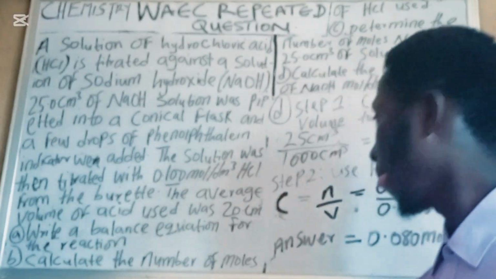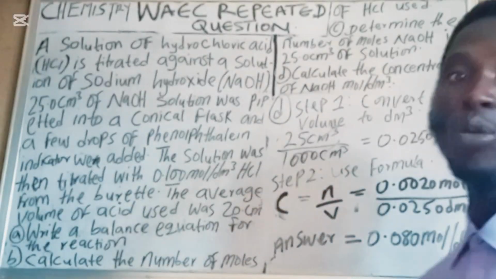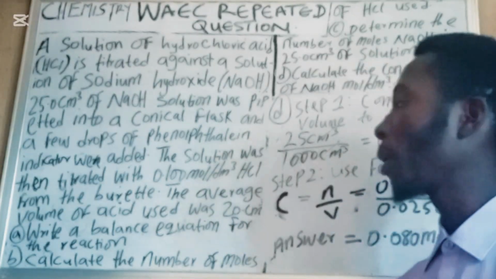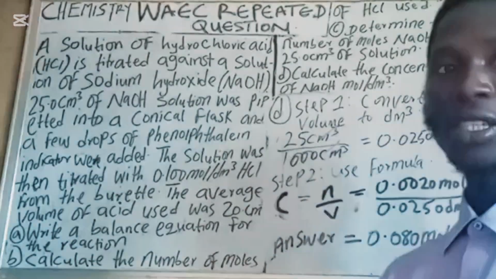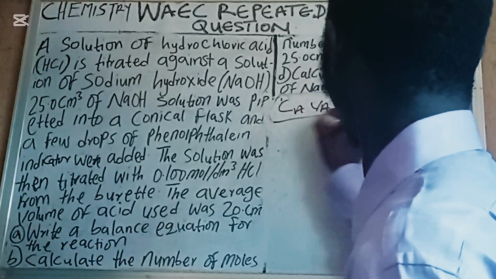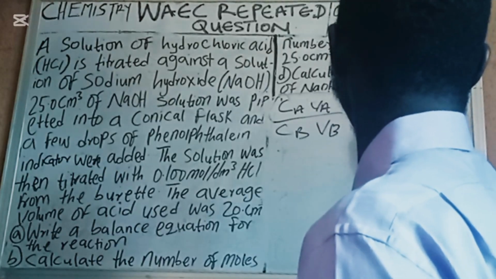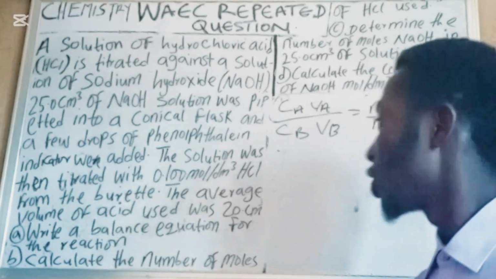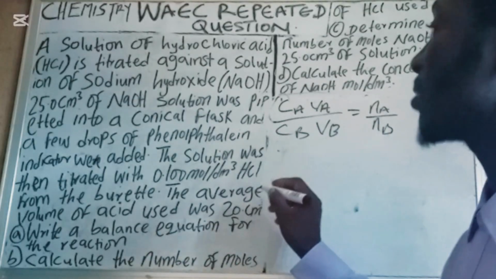So I said something earlier. There is another way we can calculate this and arrive at this. Now, most of you will be asking, why is it that I didn't use CAVA in this question? But I will tell you, let me give you the proof first. If you are using CAVA all over CB VB equal to NA all over NB, you arrive at the answer exactly. So let's go ahead. Now we are looking for CB. The question is asking for CB, that's sodium hydroxide. So let's make CB subject of the formula.